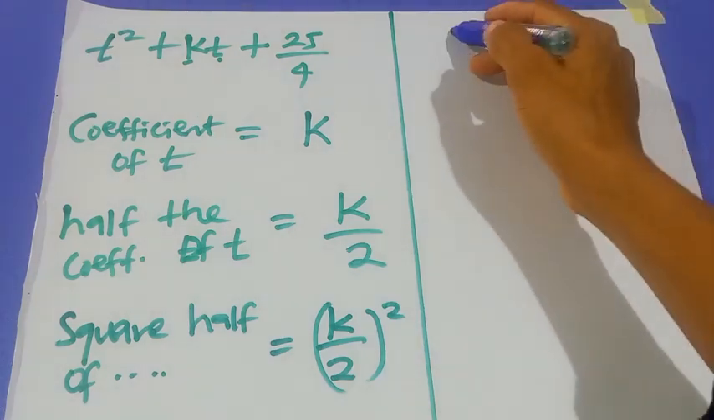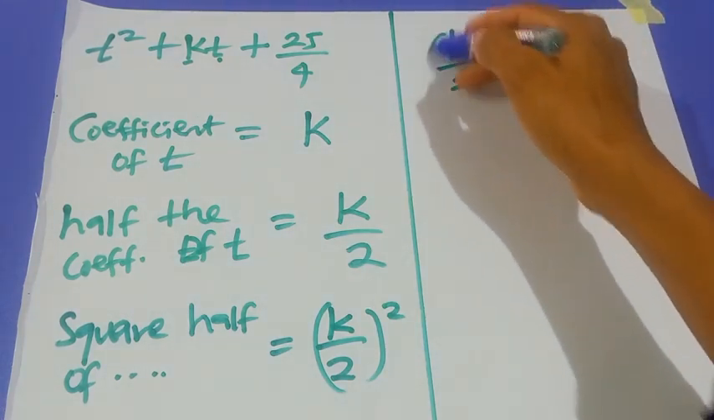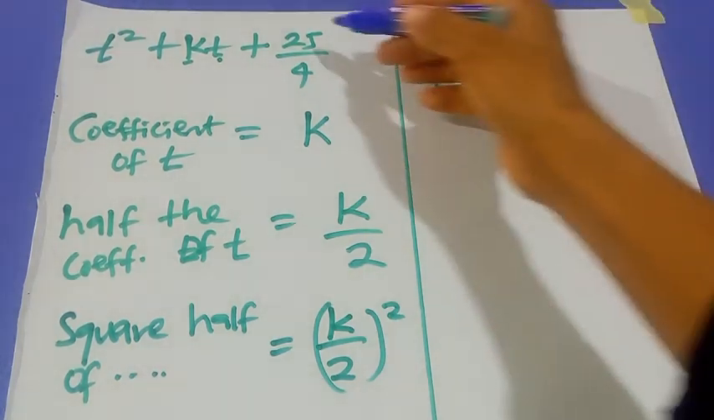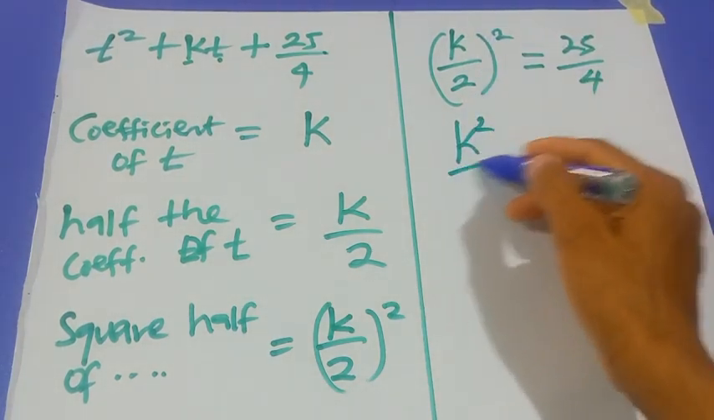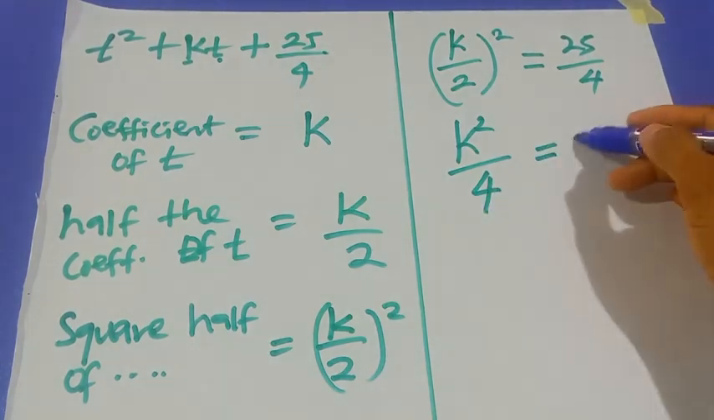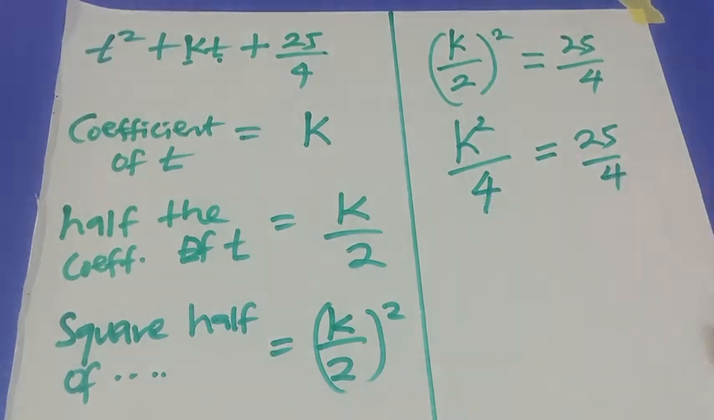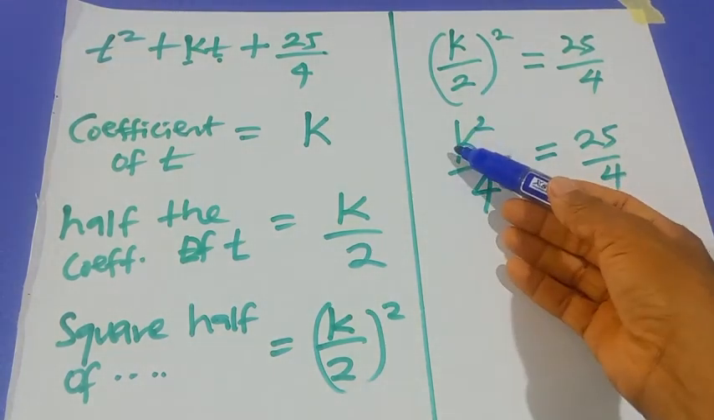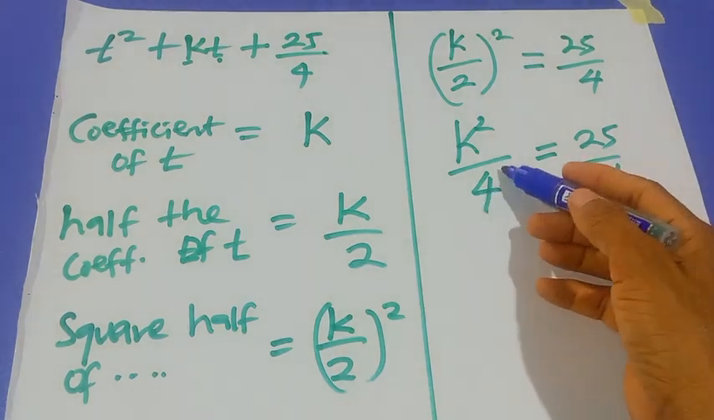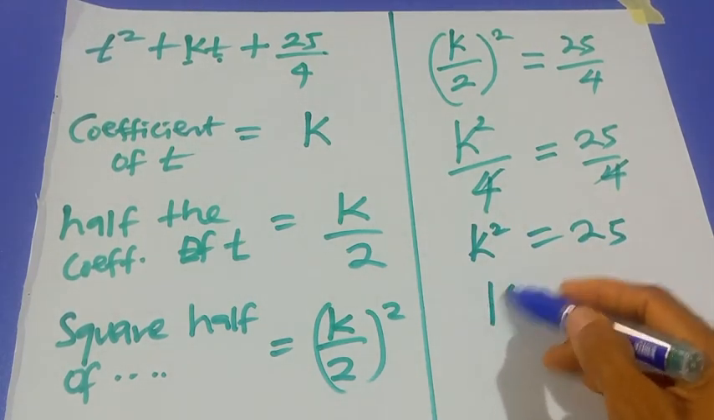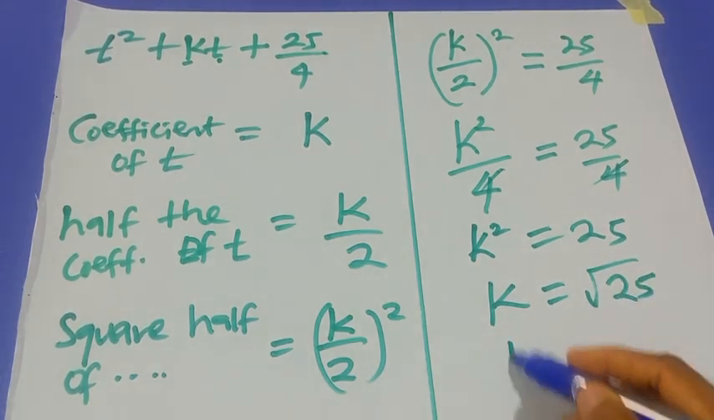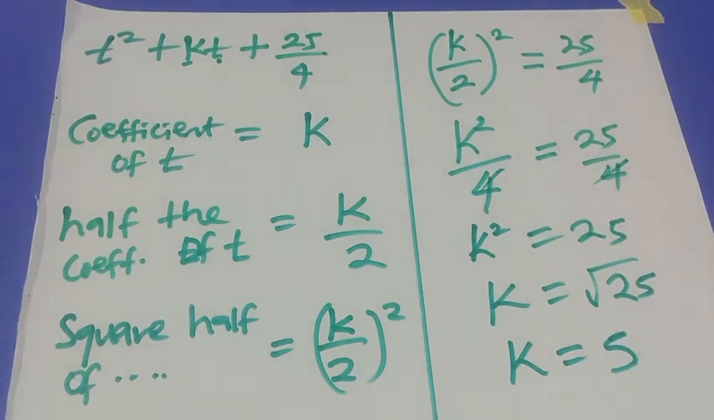So we are going to say that k over 2 all squared is equal to this one, that's 25 over 4. K squared over 2 squared, which is 4, is 25 over 4. Remember, this and this will cancel out. If we cross multiply, we have 4k squared and 4 times this. So this and this will go, so that we'll have k squared is 25. So that k will be the square root of 25. K is 5. This is the number we are looking for that will make it a perfect square.